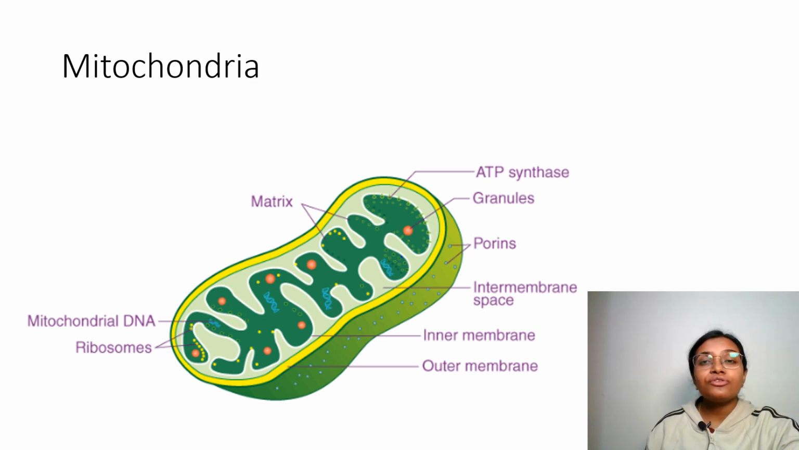Now come to the mitochondrial matrix. The mitochondrial matrix is a viscous fluid that contains a mixture of enzymes and proteins. It also comprises ribosomes, inorganic ions, mitochondrial DNA, nucleotide cofactors, and organic molecules. The enzymes present in the matrix play an important role in the synthesis of ATP molecules. Now come to the function of mitochondria.